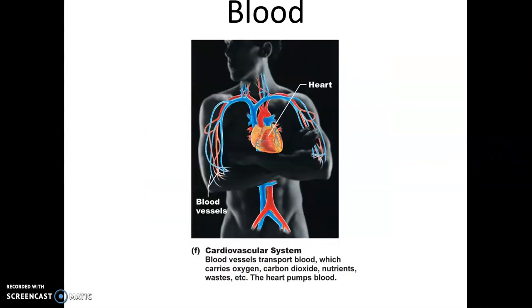The blood is, of course, the very important tissue for the cardiovascular system because the function of the cardiovascular system is to transport blood throughout the body, and the blood carries many important things for the body, such as oxygen, nutrients, carbon dioxide, waste, and so on.